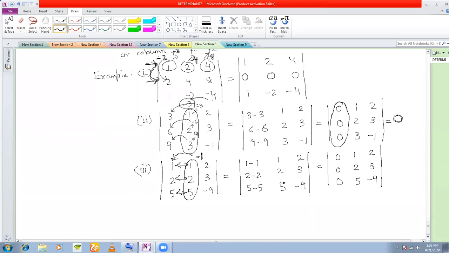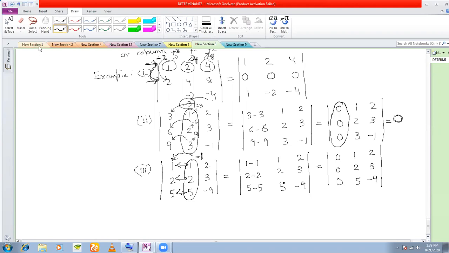You cannot choose one row, another column, and then add. You have to choose two rows. Any two rows you can choose and add them or subtract them, or you can multiply a column or a row by a scalar and then add or subtract it with any other parallel row or column respectively. So this finishes off your properties of determinants.